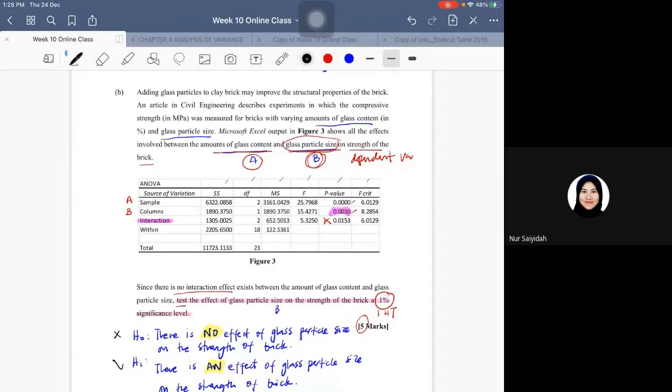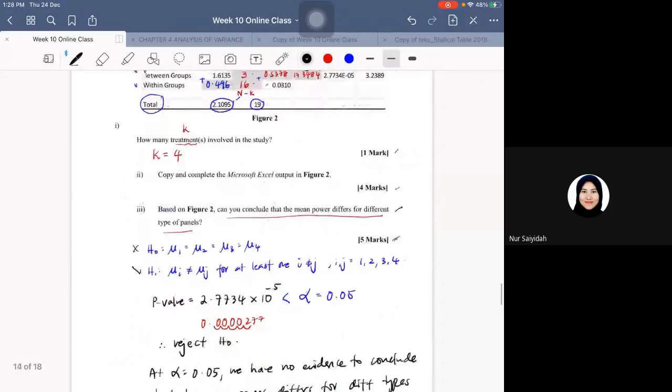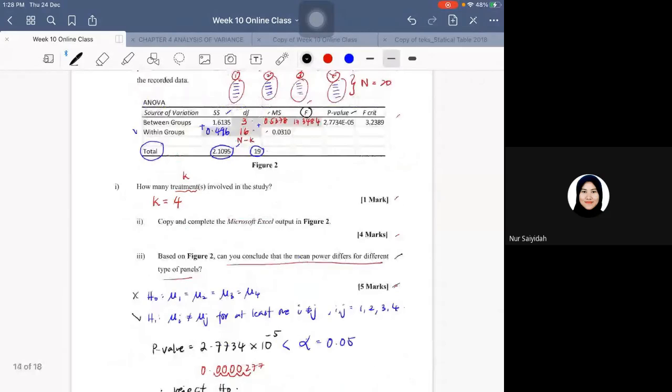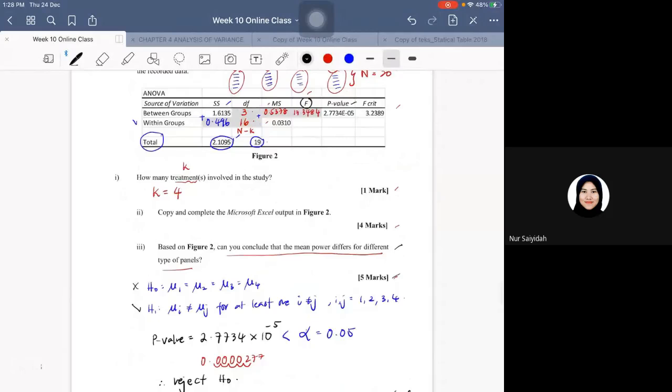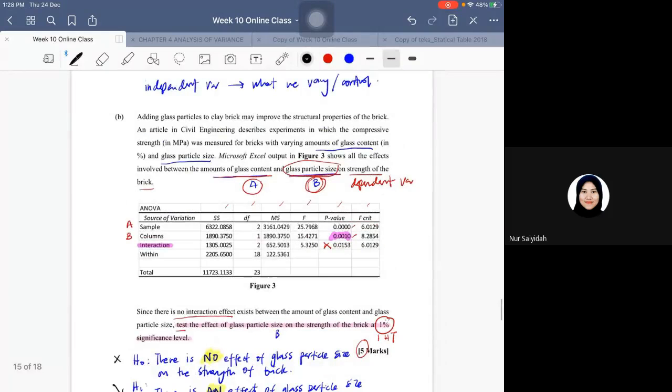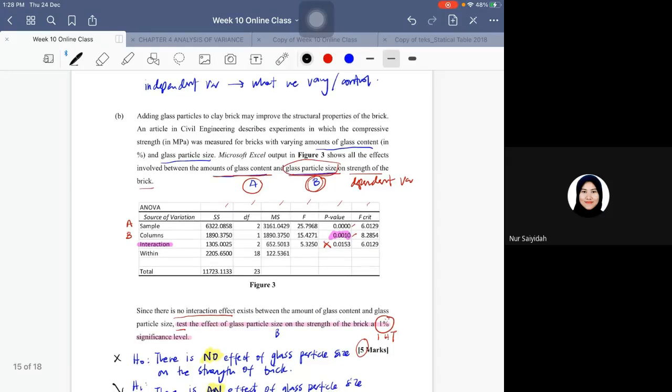And I think that if you have a look here in general, how many marks are there? 5. So this is already 15 marks. And I don't think that the calculation is complicated. As long as you read the question, so you know what the question is asking for, so you know which p-value you have to use, then I think that you should have no problem doing the hypothesis testing.